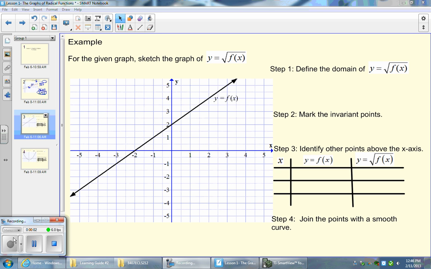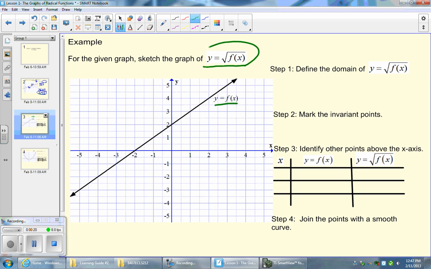In this lesson, I'm going to teach you how to sketch a radical function given the graph of a linear function. So starting with the example that I have here, for the given graph, sketch the graph of y is equal to the square root of f of x. So we're given the graph of f of x, which is a linear function, and we want to graph its corresponding radical function. So there's 4 steps in doing this.